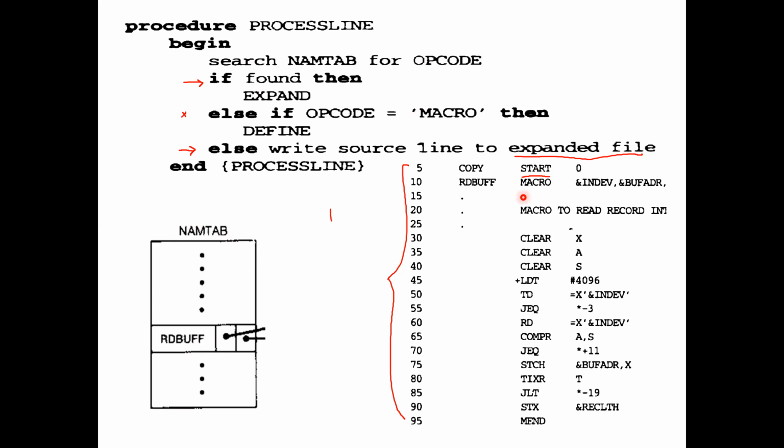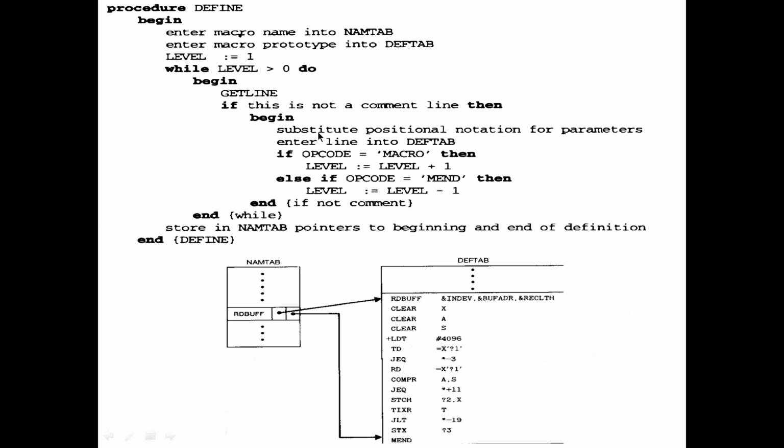Yes, the opcode is indeed macro. So this is the part where you are going to define the macro. You are going to create the definition table. So that's why else if opcode is macro, then call the procedure define. And this else will not work because already this condition has become true. So you're calling define. So from this statement in process line, you are jumping to the procedure define. So I hope you are able to follow. Let us look at the procedure define.